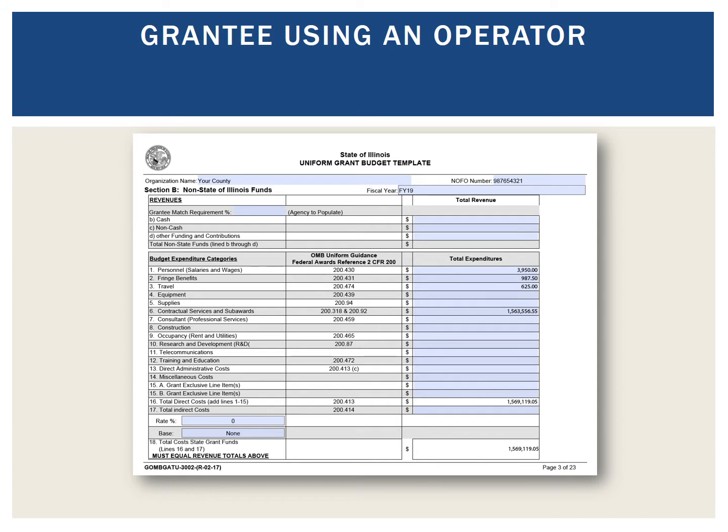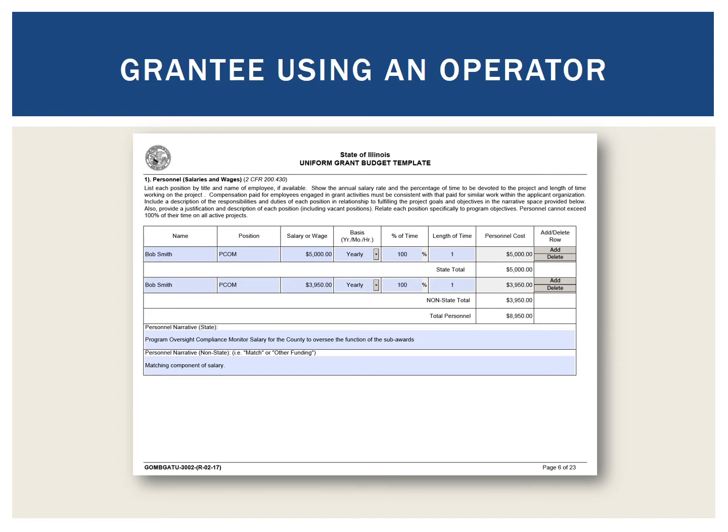As with Section A, in Section B of the Uniform Budget, you should note that the expenses listed in lines 1, 2, and 3 are those of the county. In line 6, again, Contractual Services and Subawards, the lump sum is the total expenses for the grantee's operator. You should make note that at the top of Section B, the grantee will also need to supply the match requirement percentage as well as the revenue information in order for the budget to properly balance.